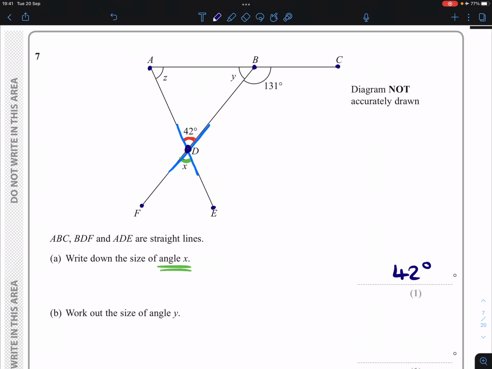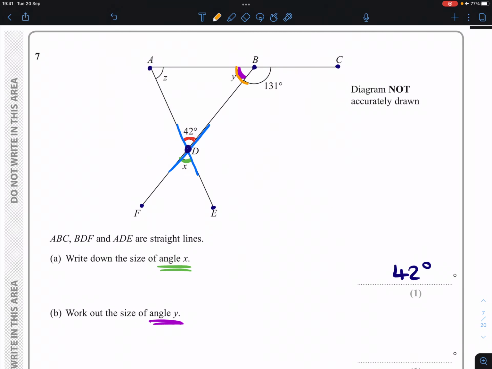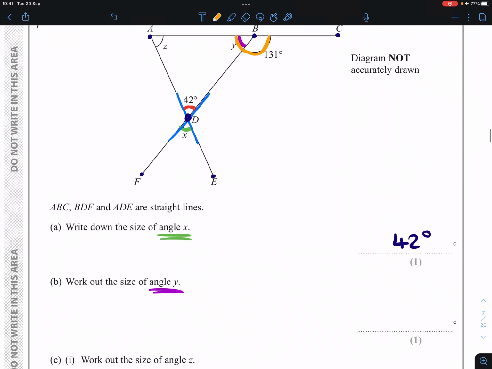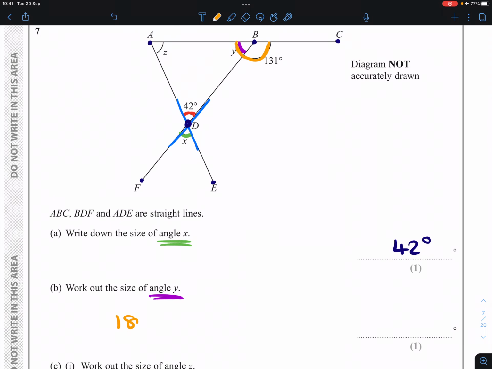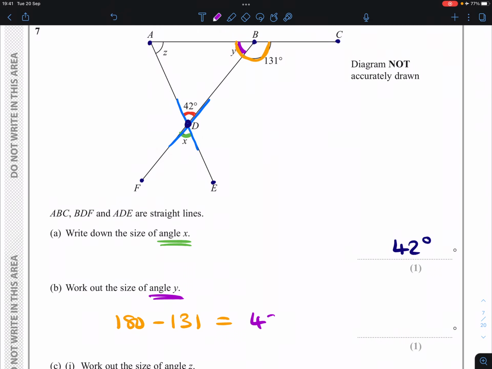Part B, work out the size of angle Y. Angle Y being here. We look at what's around it, and immediately we see there's 131. Now this 131 happens to form, I'll pick a different color, a straight line. And the angles in a straight line add up to 180. So if we take 131 away from 180, we will get the answer for Y, which will give us 49 degrees.